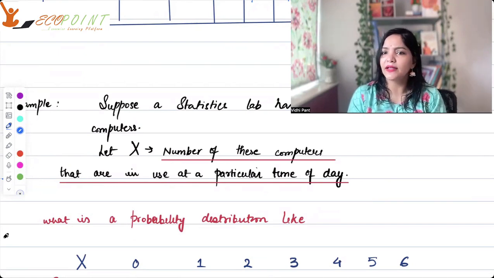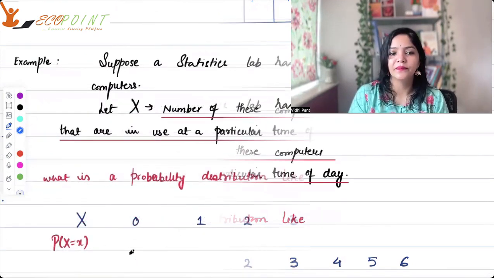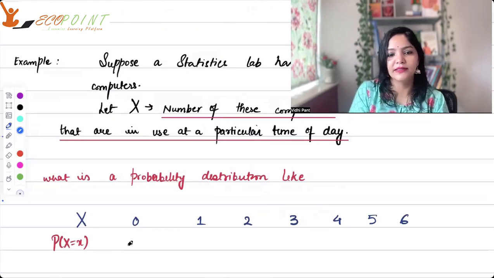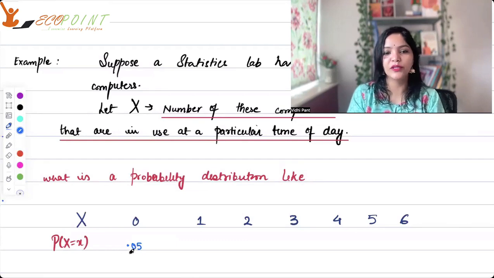Now X can take these values with certain probabilities. Assume these probabilities. Let the probability that X is equal to 0 be 5%, so 0.05 here.